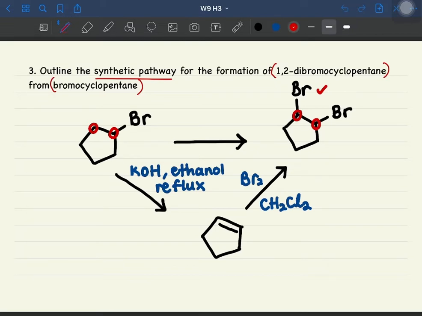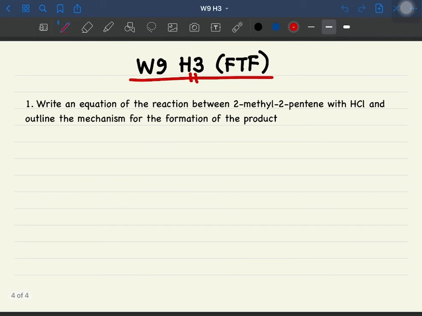Let's proceed to the face-to-face questions. So question 1, they want you to write an equation of the reaction between 2-methyl-2-pentene. So this is going to be our alkene, and we need to react them with HCl, means hydrohalogenation, and outline the mechanism for the formation of product.